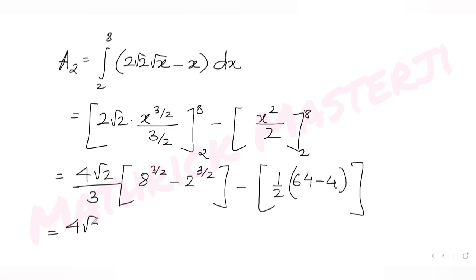So I get 4 root 2 by 3. Square root of 8 cubed. So 2 root 2 cubed and cubed. So I can just write this as not 2 root 2 cubed, sorry, 2 root 2 square. And here if I see, I get 2 raised to 3 over 2.